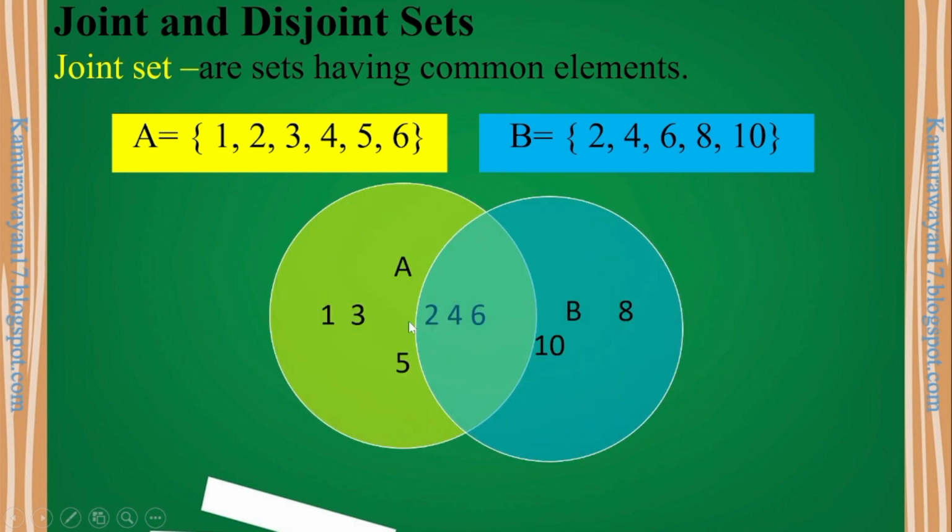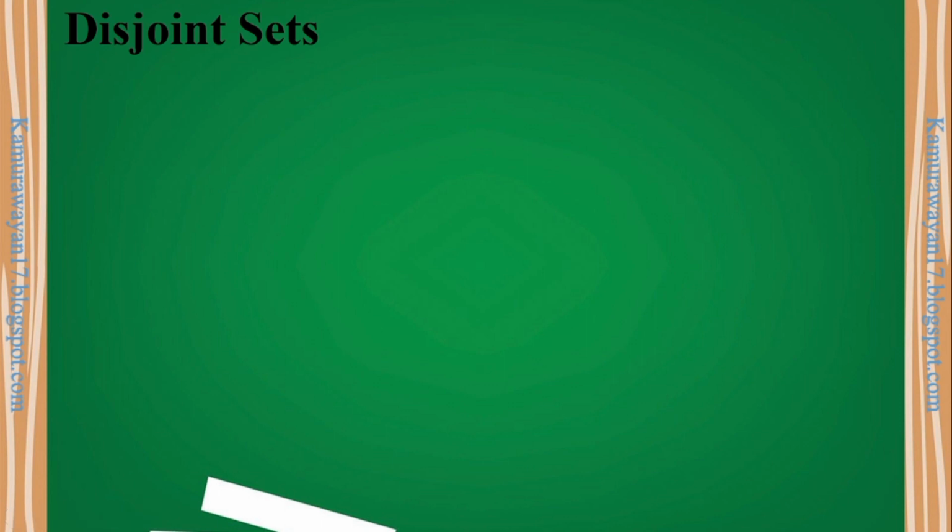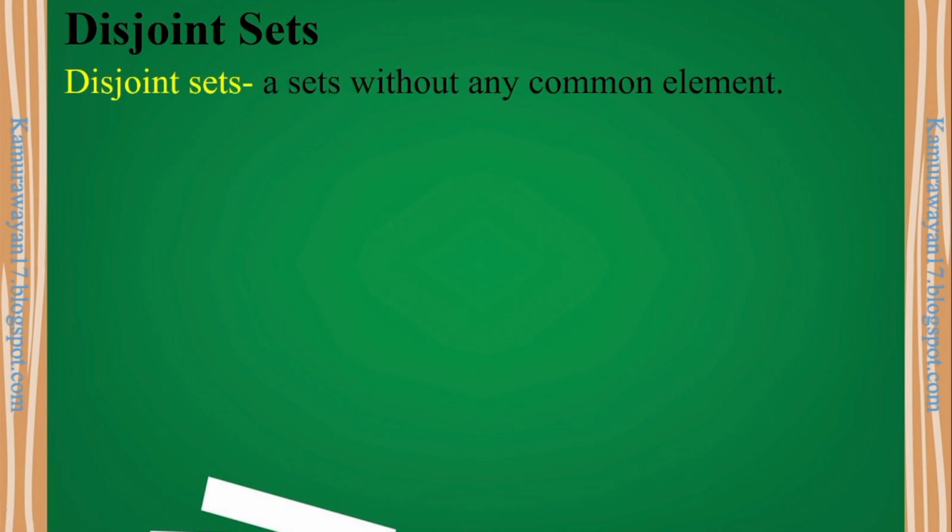Kung isulat natin siya sa Venn diagram, ito yung magiging kalalabasan niya. Another one, the disjoint sets. Pag sinabi po natin disjoint set, a set without any common element. Wala pong kahit isang common element sa dalawang set.